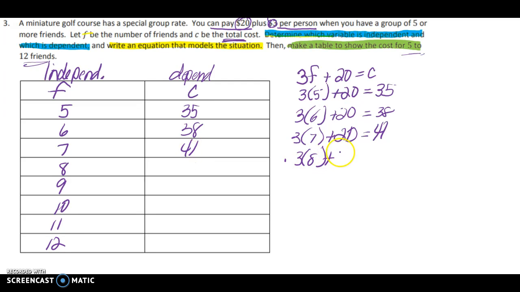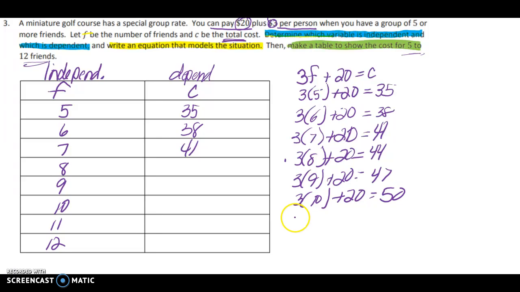3 times 8 friends plus our $20 is 44. 3 times 9 friends plus our $20 is 47. 3 times 10 friends, which is 30, plus our $20 is $50. And 3 times 11 plus our $20 is $53. And then finally, 3 times 12 friends is 36, plus 20 is 56.